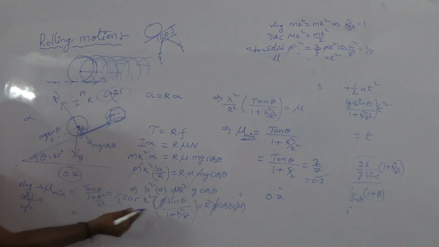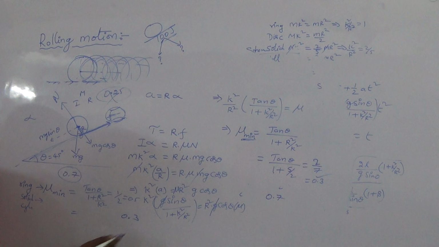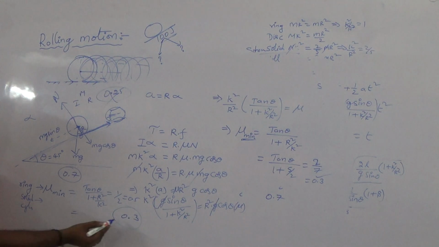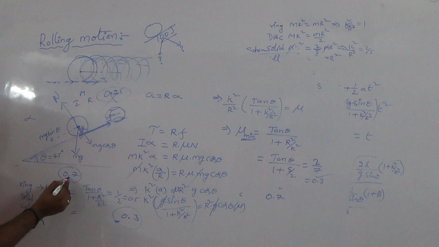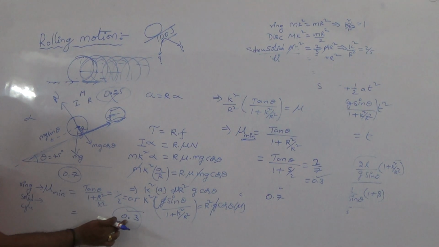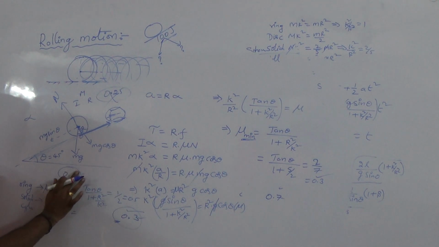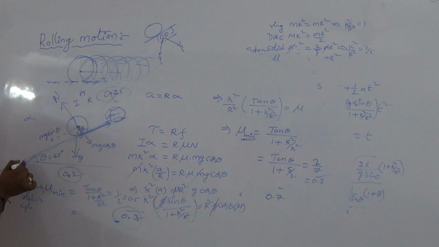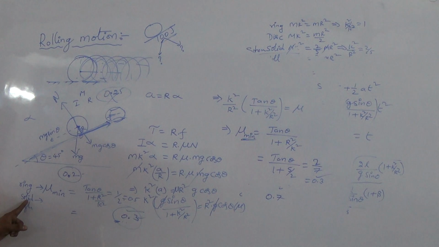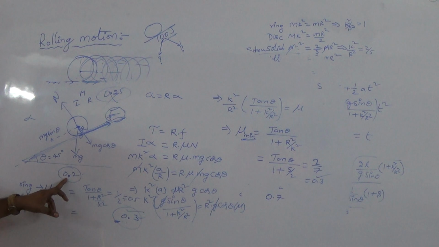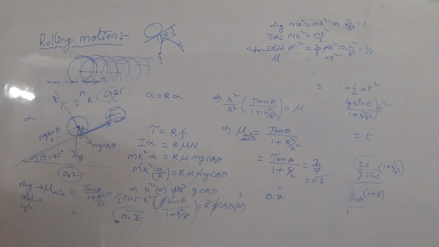In case of the solid sphere, we just calculated 0.3. Sorry, no problem, it is also possible. Minimum 0.3, given 0.7, yes, it is possible. For example, if it is given 0.2, in that case there is no chance to roll the body on the inclined surface. The ring is not possible to roll. The solid sphere also is not possible to roll on the inclined surface because the minimum coefficient of friction required is more than the given surface value. So those are the conditions.